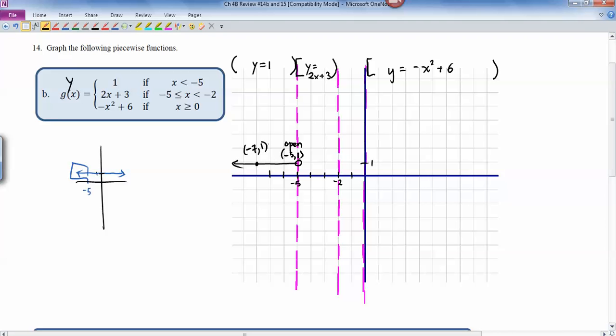Okay, so the middle chunk, this region right here in the middle, is supposed to look like 2x plus 3. And the mistake that students sometimes make is they say, well, I'll start at 3 then.